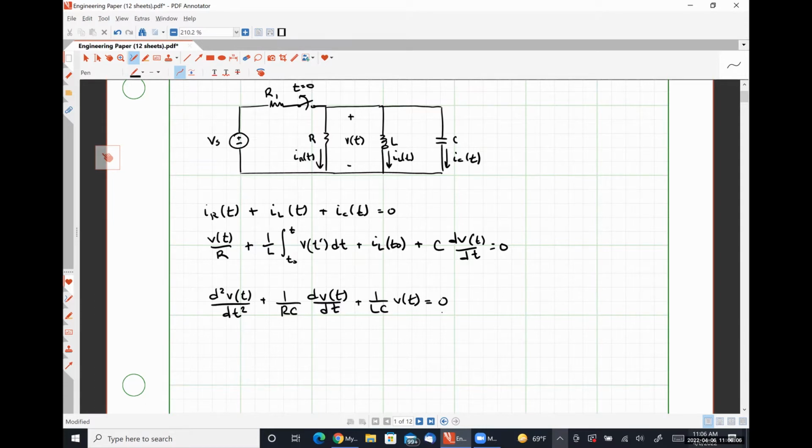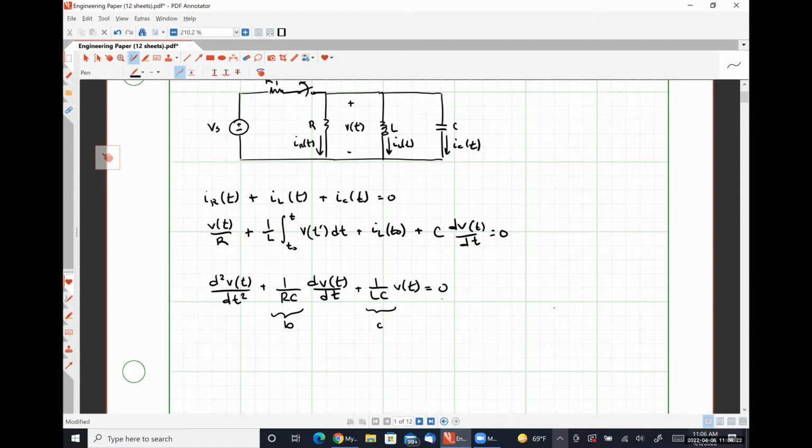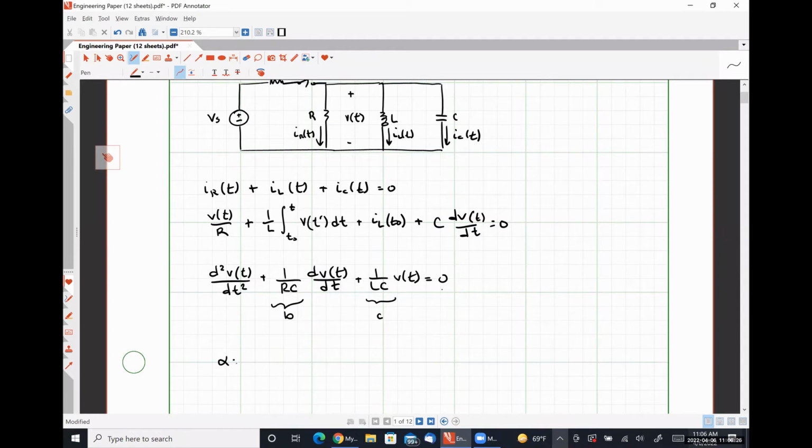So what is interesting about this second order differential equation, which you guys may not have been aware of, is let's call this coefficient right here B, and let's call this coefficient right here C. Well, we found that alpha was 1 over twice RC for a parallel RLC circuit, which is exactly that coefficient B divided by a factor of 2. And we found that omega naught was the square root of 1 over LC, which is exactly the square root of that coefficient C.